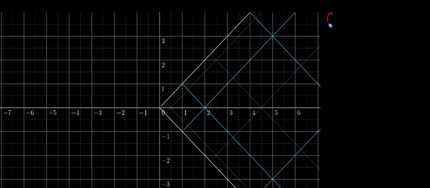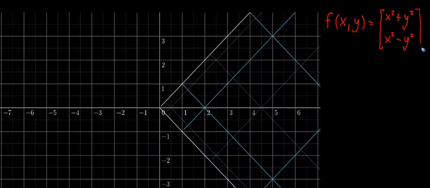So the one that I told the computer to animate here is f of x, y, as the input, equal to x squared plus y squared as the x component of the output, and x squared minus y squared as the y component of the output. So just to help start understanding this, let's take a relatively simple point like the origin. So here the origin, which is (0, 0), and let's think about what happens to that.